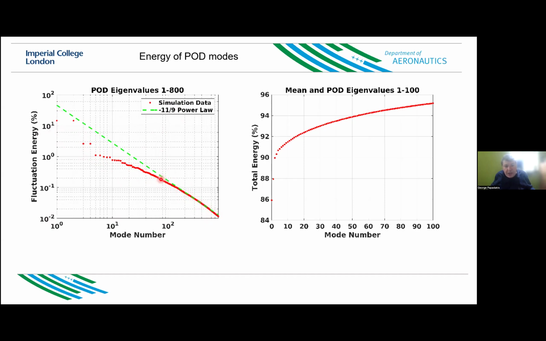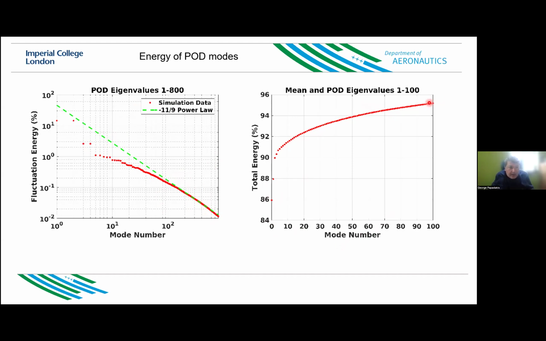If you look here, I have this green line that has a slope of minus 11/9 that matches very well the slope of the mode numbers of 100 and onwards, and that minus 11/9 can be derived from the minus 5/3 law of Kolmogorov for homogeneous isotropic turbulence. So at very high Reynolds numbers, we capture modes that are encountered in homogeneous turbulence. On the right-hand side, I show you the total energy with respect to the mode number. Mode number 0 contains most of the energy, 86%. Mode 0 is the time average flow. And I need about 100 modes to get 95% of the total energy.